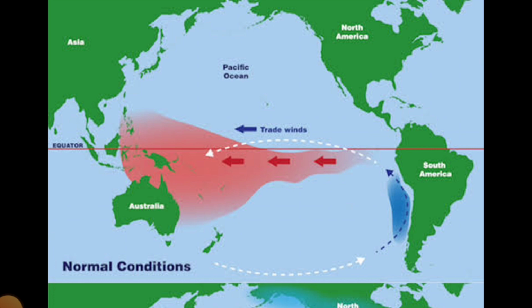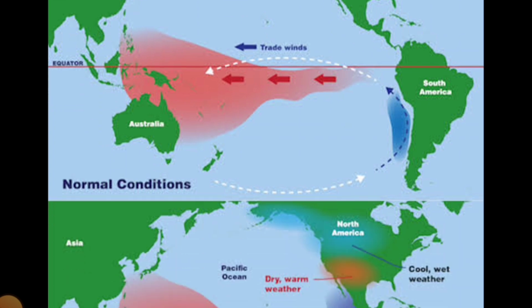Due to the upwelling of sea waters near Peru and other countries in South America, the nutritious waters come up to the upper layer of the sea, and it becomes a breeding ground for fish. So the South American people benefit from fish farming and all those activities. This is the normal condition.